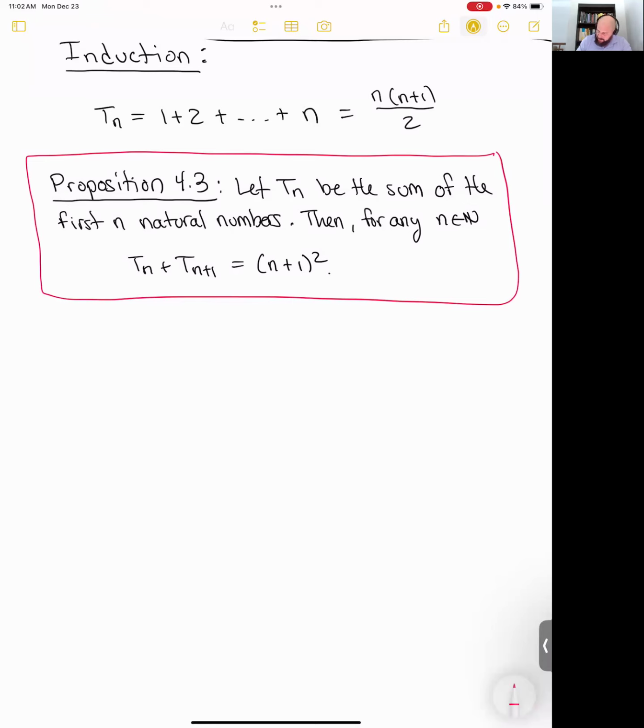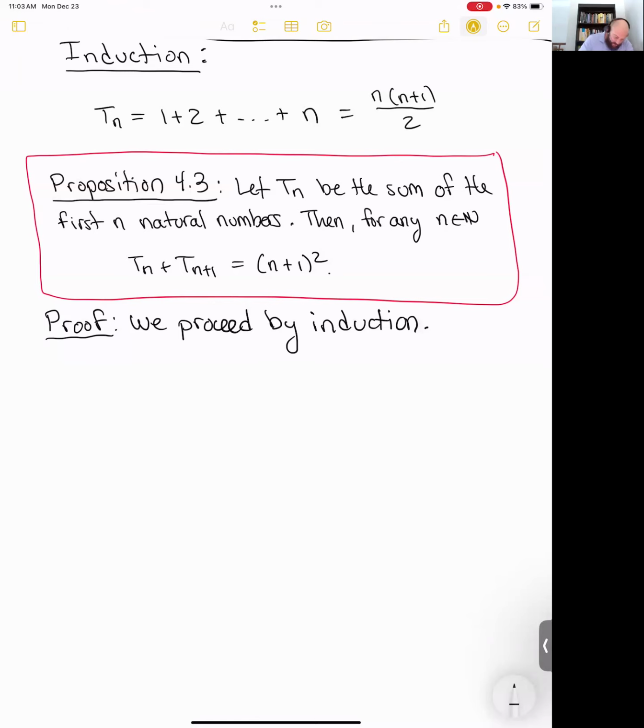Okay, so this time I won't do a proof sketch. Let's go right into the induction. And so we'll go right into the proof. And so here's the proof. So we just need to communicate to the reader, first of all, that we're going to use induction. So we'll say we proceed by induction.